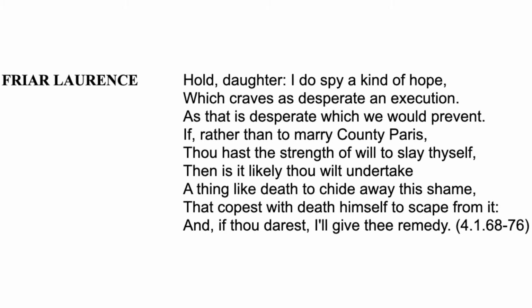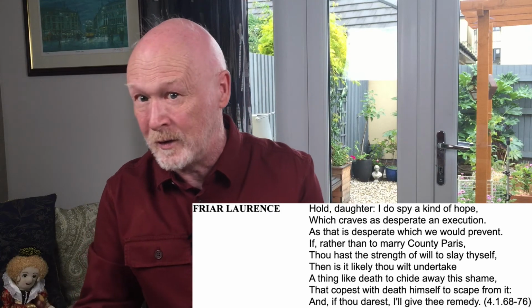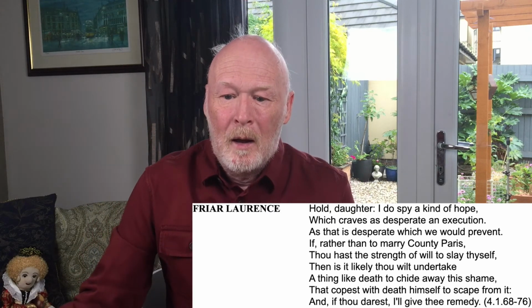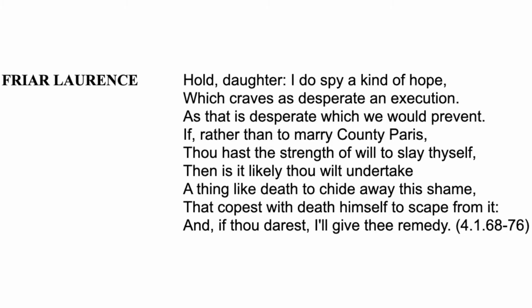He says, "Hold, daughter, I do spy a kind of hope, which craves as desperate an execution." Watch his language here. There's a pun there. It means carrying something out, executing something, but it also has implications of being executed, having your head chopped off. He says, "If rather than to marry County Paris thou hast the strength of will to slay thyself, then it is likely thou wilt undertake a thing like death to chide away this shame. If thou darest, I'll give thee remedy."